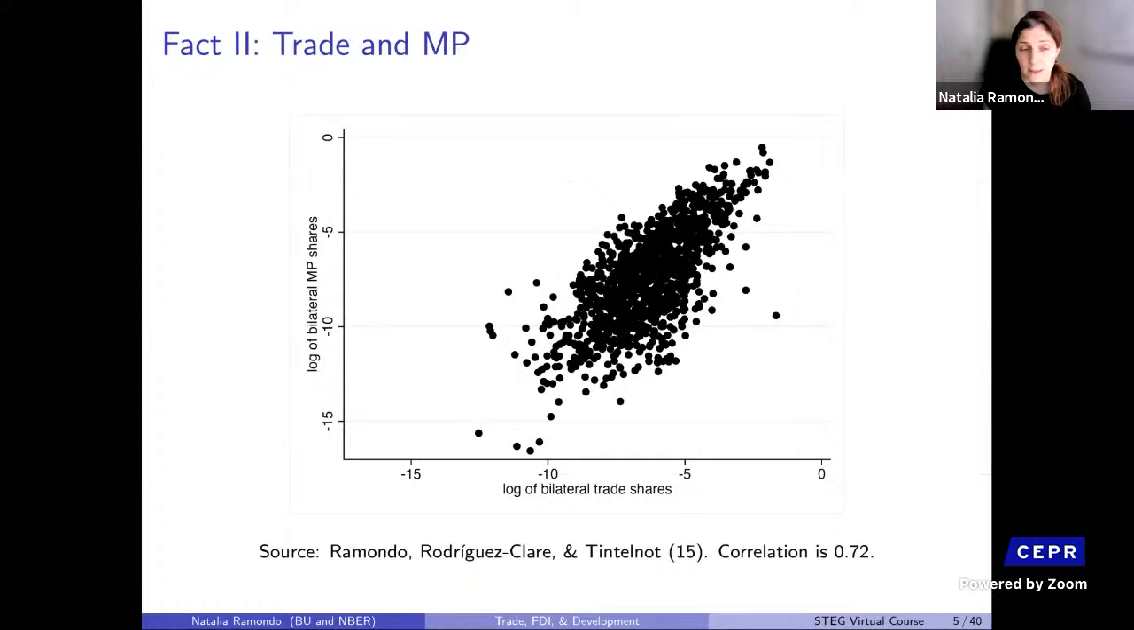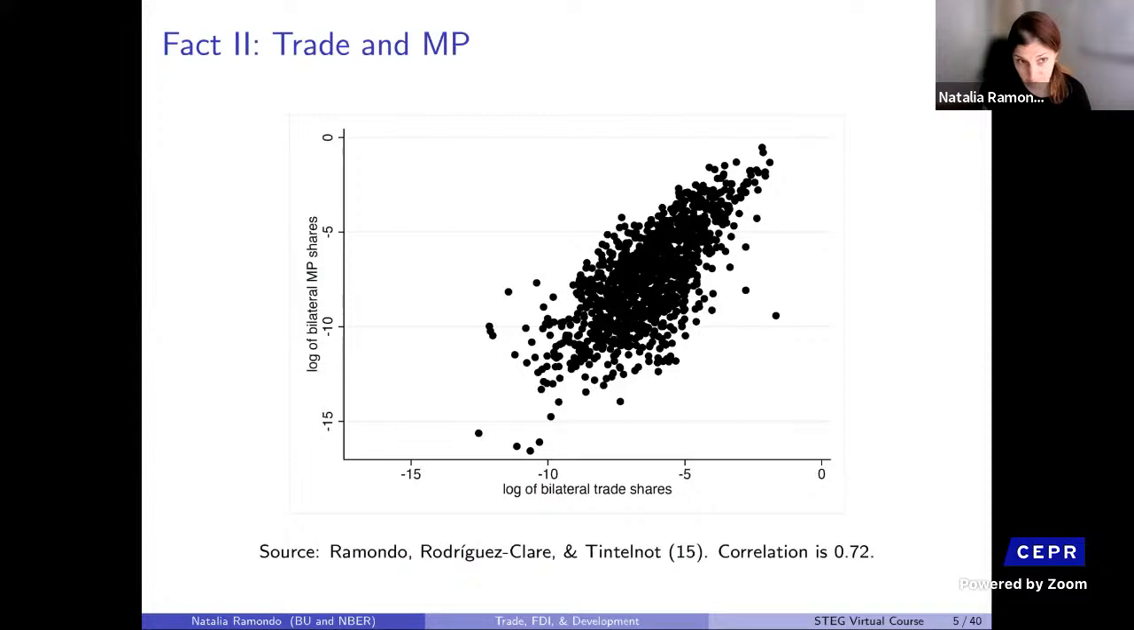The second fact is that bilateral trade shares and bilateral MP shares are very strongly and positively correlated in the cross-section and also if you look over time. So we want also this in models. At the aggregate level, the macro model should deliver this part.